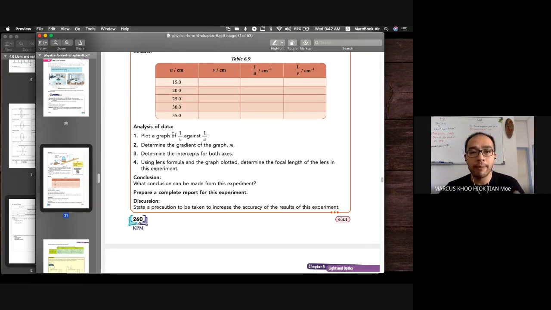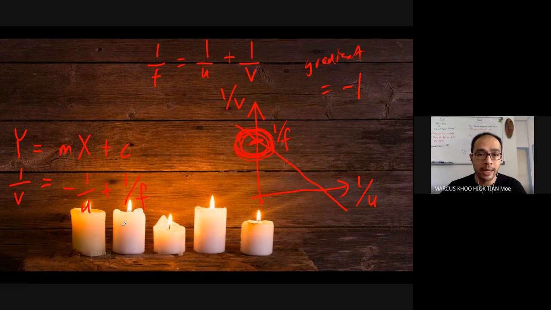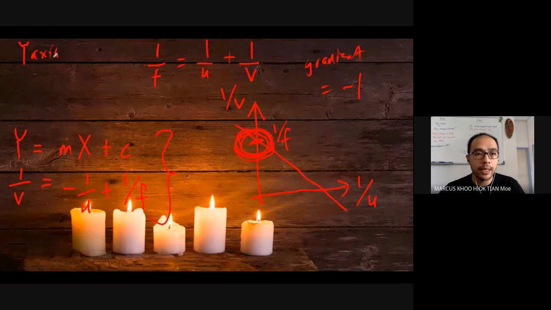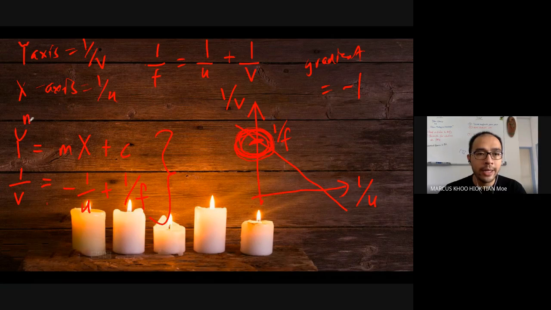So this is where, going back to the slide, this is what I was talking about. You have to write this down. y equals mx plus c, and if I adjust the thin lens formula to this one, I'll get 1 over v is this one, 1 over u is this one. So that means your y-axis is 1 over v, x-axis is 1 over u, my gradient is -1, and my y-intercept is 1 over f. Then you determine the focal length from there. Okay?